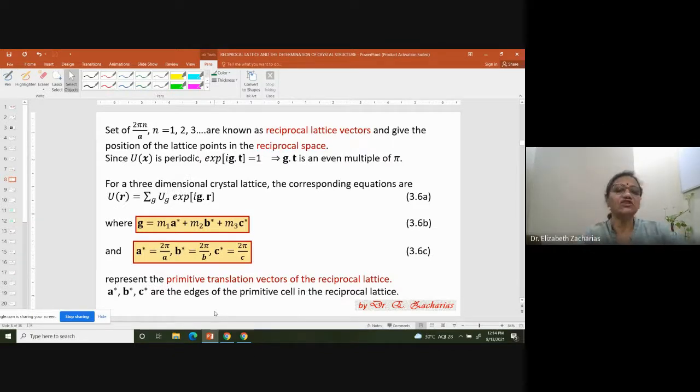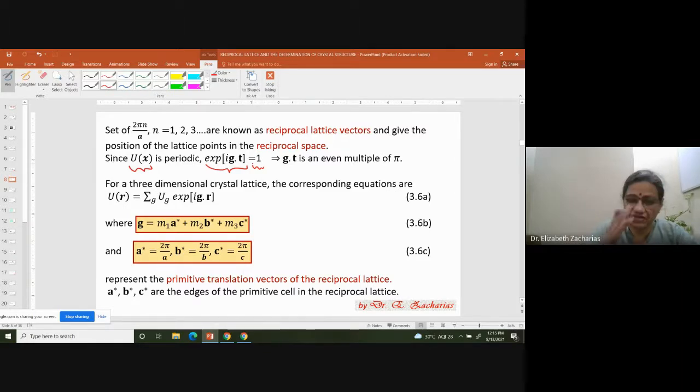Okay, so the set of 2 pi n by A where n equals 1, 2, 3, etc. are called the reciprocal lattice vectors. These lattice points are located in a space called reciprocal space. Now you know that U of x is periodic. That's what we started off saying. Therefore, exponential i G dot T has to be equal to 1. Only then the periodicity will be happening.